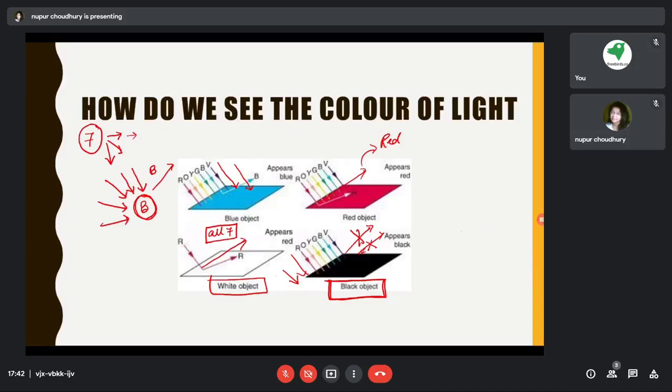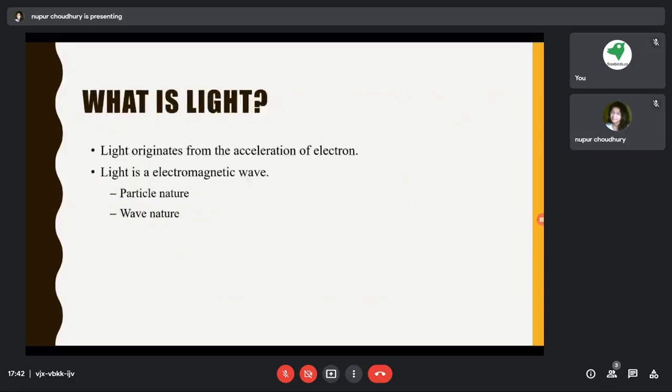I believe this is clear. So next we have to talk about what is light. Light originates from the acceleration of electrons. Whenever these electrons are moving, light will be generated, and basically light is an electromagnetic wave.